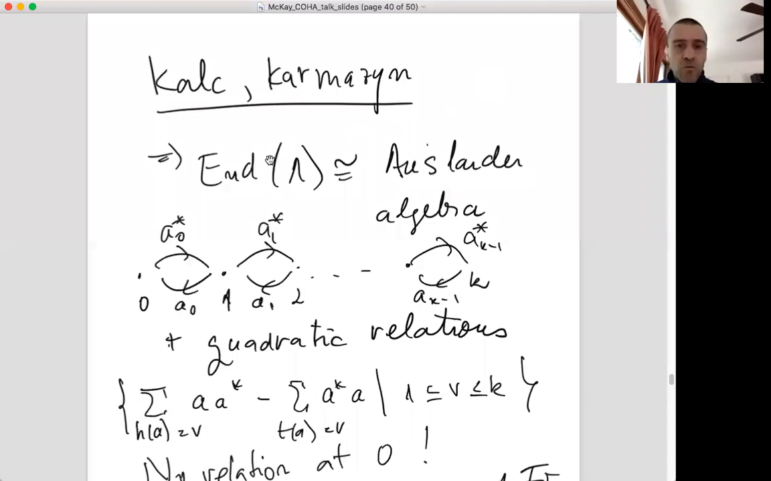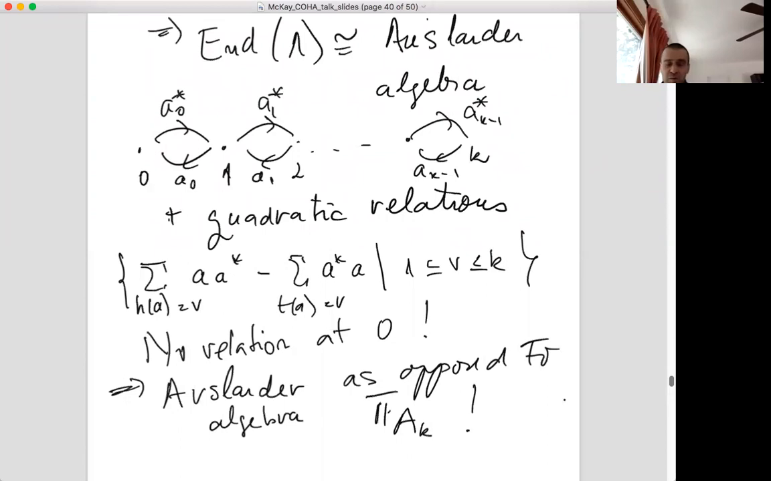Which proves that this associative algebra you get is actually an Auslander algebra. So it has a very explicit construction, and it looks very close to a preprojective algebra, but it's not a preprojective algebra. What you get here is the algebra of a quiver with relations. The quiver is exactly the double of a finite Dynkin quiver with k plus one nodes.